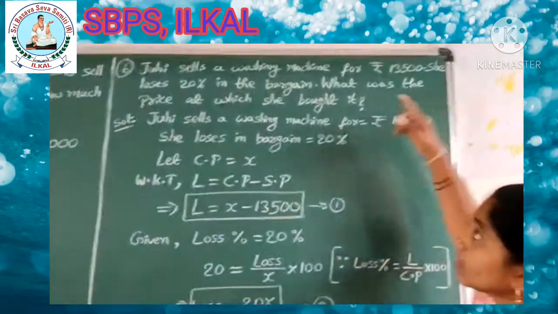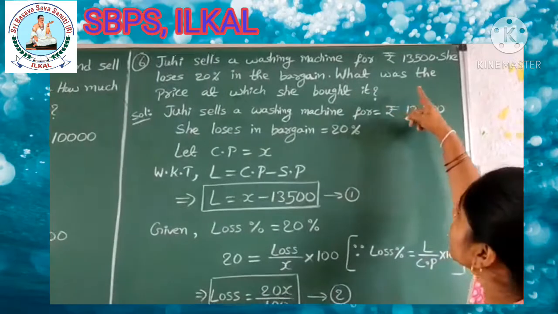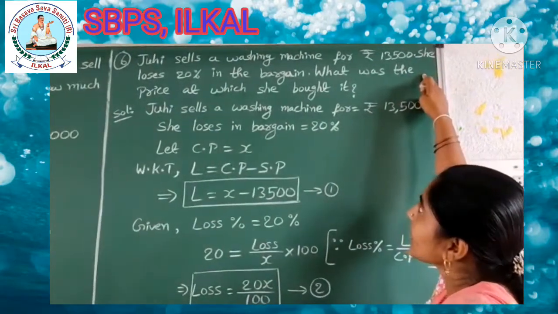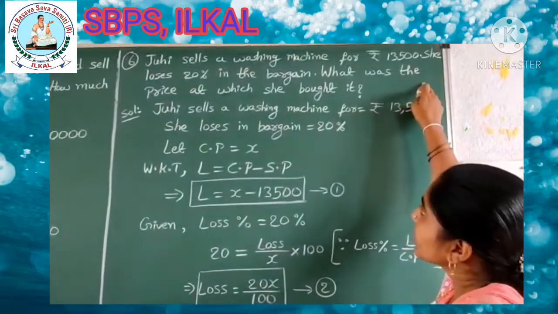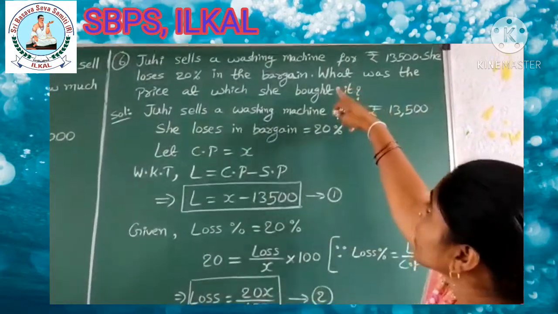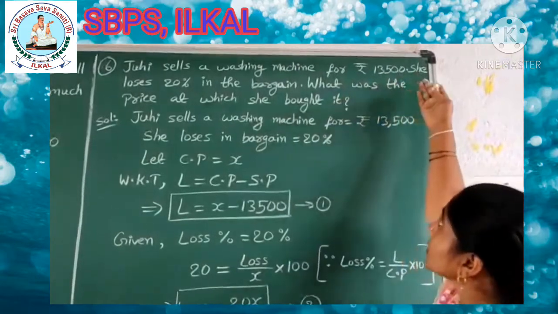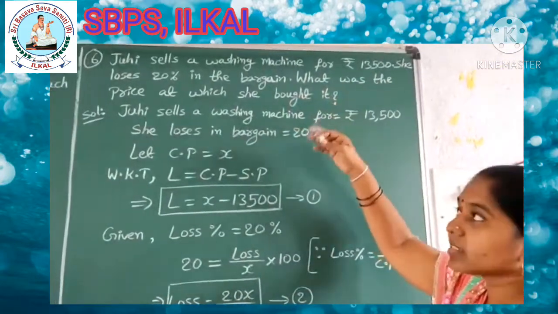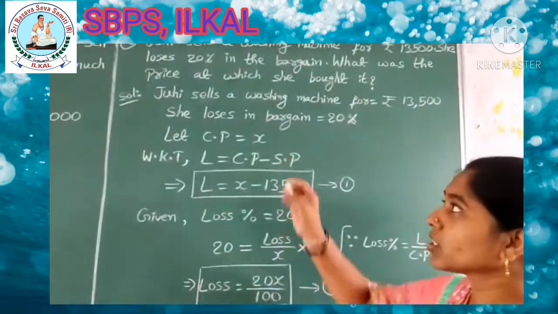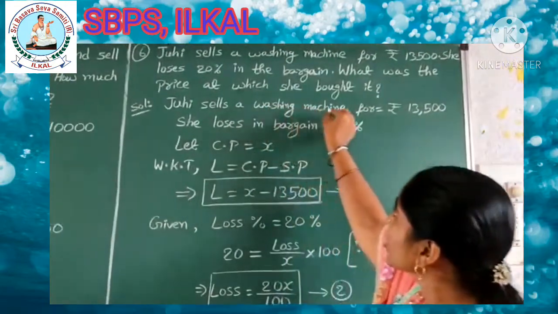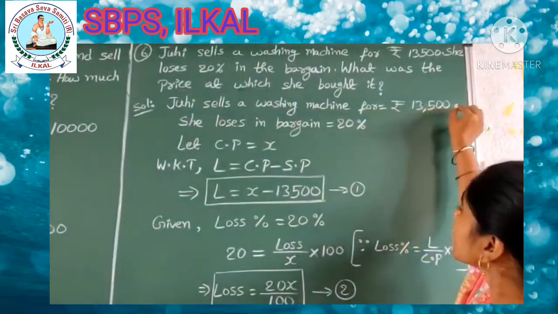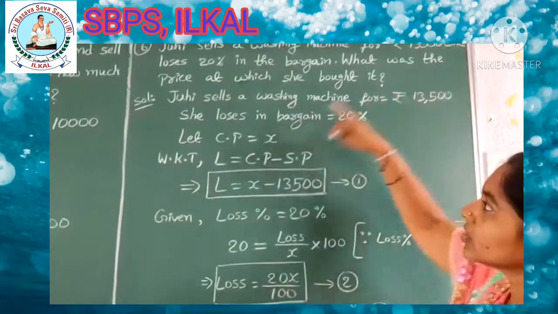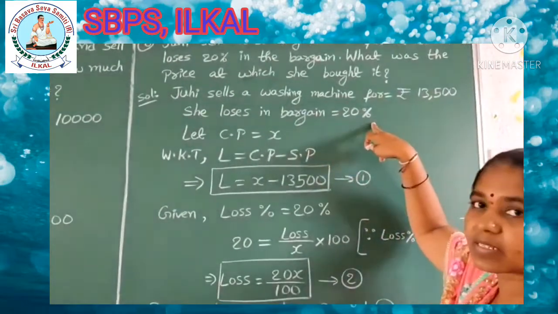Next question. Juhi sells a washing machine for rupees 13,500. She loses 20% in the bargain. What was the price at which she bought it? Here observe, she sold the washing machine for 13,500 and she lost 20%, which means loss is 20%. So selling price of the washing machine is 13,500. She loses in the bargain 20%, they gave.